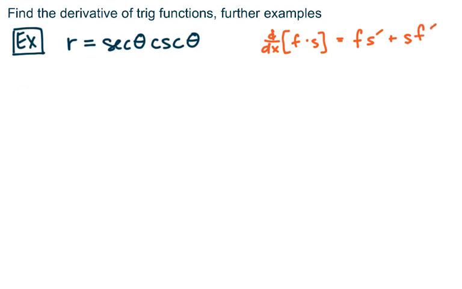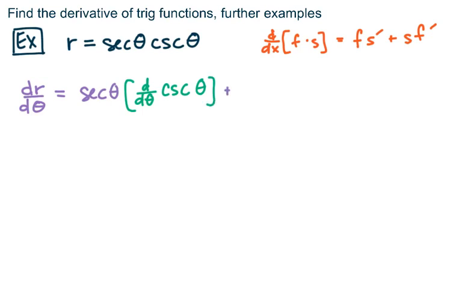So in this case, the derivative of r with respect to my independent variable, theta, I'm taking the derivative of r with respect to theta. That would equal my first, which is secant theta, times the derivative with respect to theta of cosecant theta, the second, plus cosecant theta times the derivative with respect to theta of the first, which is secant theta.